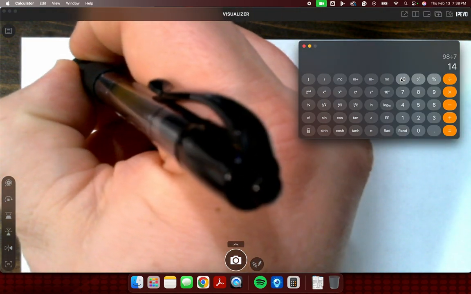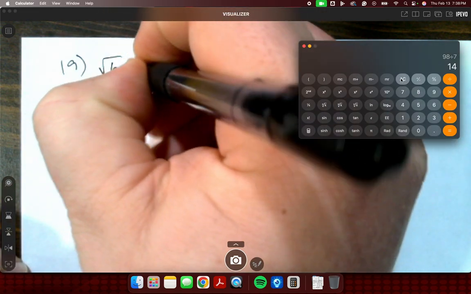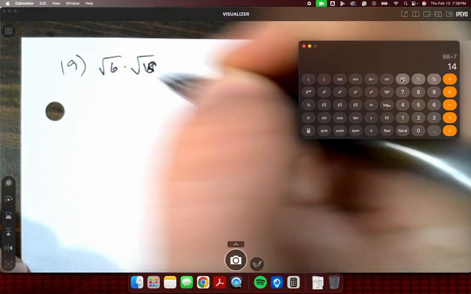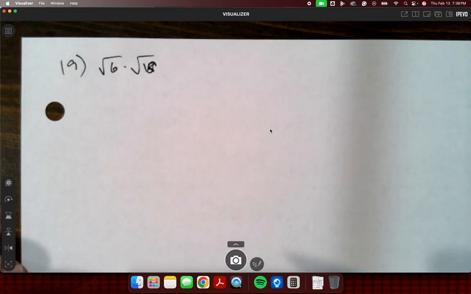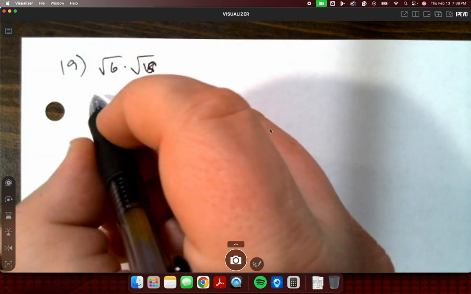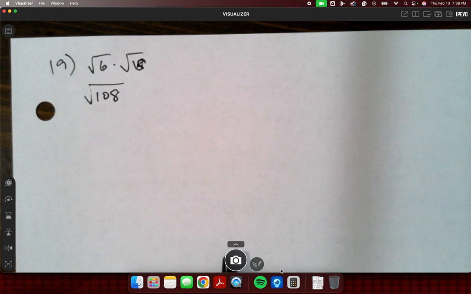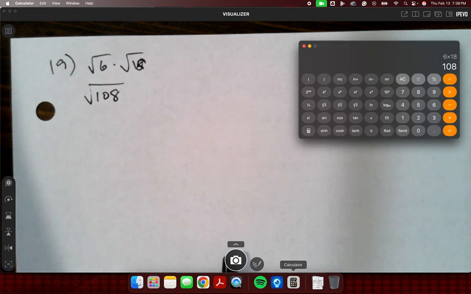Okay, 19 is similar, only this time we have two square roots. Square root of 6 times square root of 18. And before we try to figure out factors, we should go ahead and multiply these two together. So 6 times 18, I think that's 108. I'll double check that right now. 6 times 18. Yeah, 108.